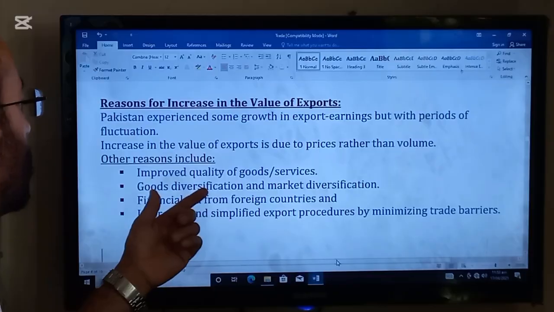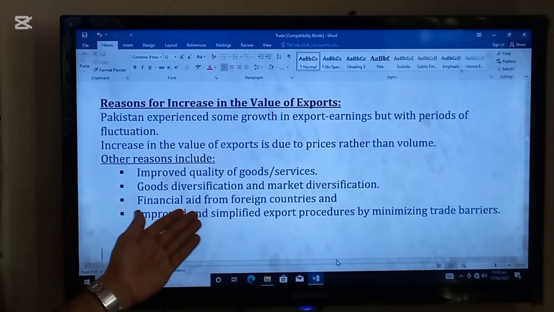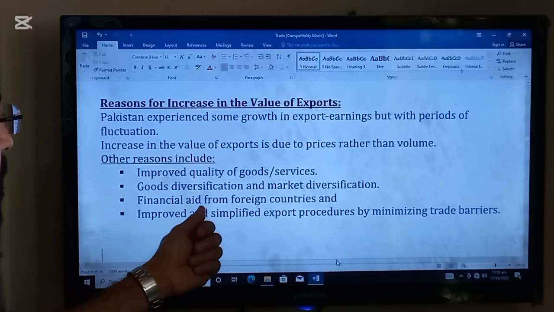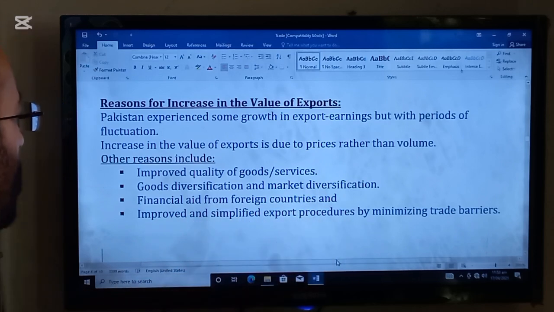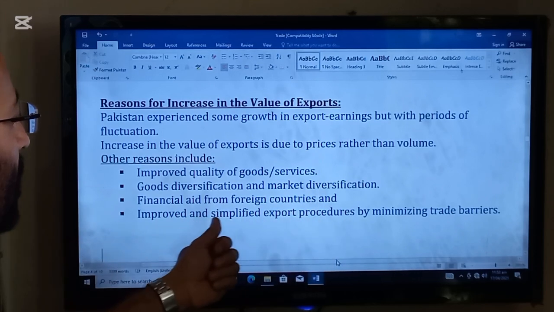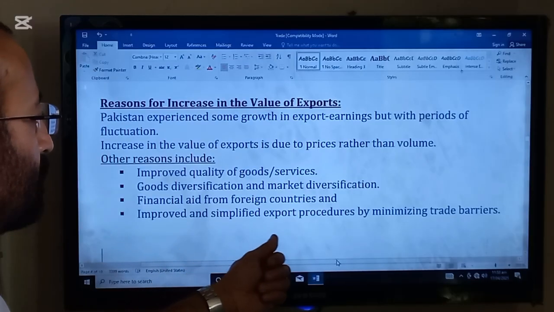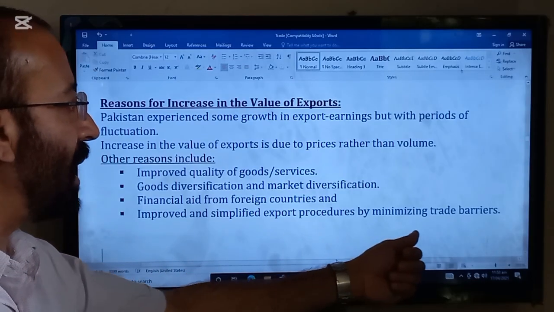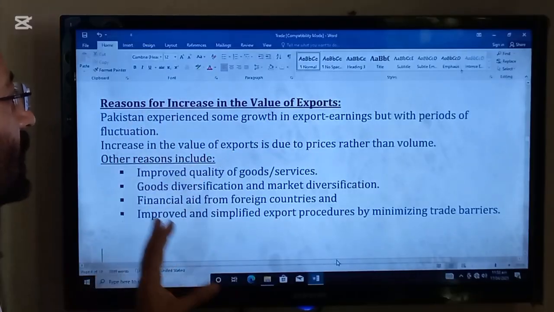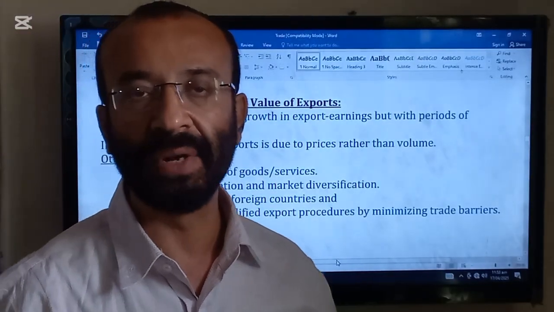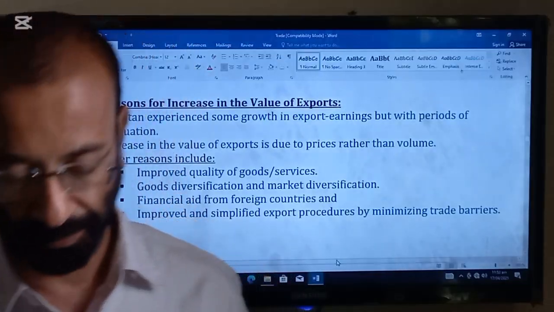The other reasons include improved quality of goods and services. The next reason is goods diversification and market diversification. Next is financial aid from foreign countries. And lastly, improved and simplified export procedures by minimizing trade barriers. So these are the points due to which Pakistan's revenue is increasing from exports.